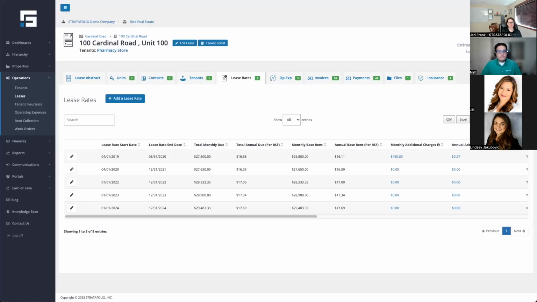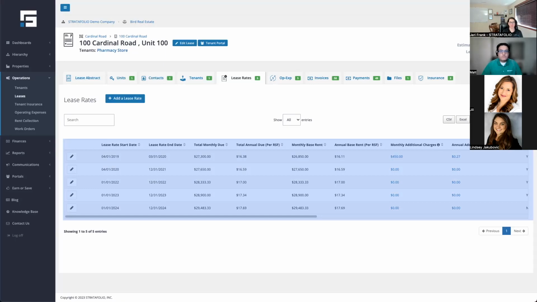During the onboarding process and that abstraction process, we determine all of the tenant escalations that are going to go into effect for the life of the lease. That way, when it's time to invoice, you can easily invoice across all of your QuickBooks files with just one click.